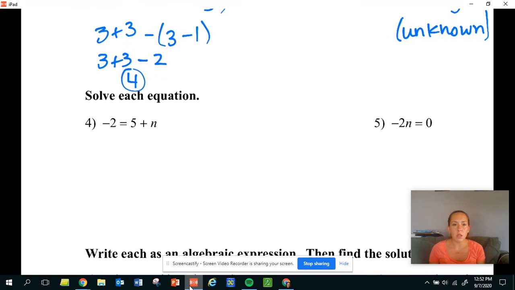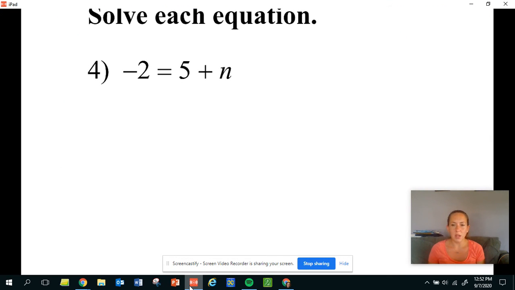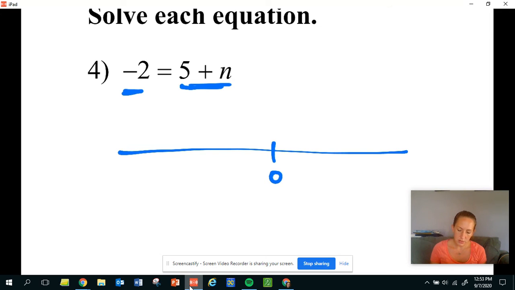So the ones that we're starting with, we're really just going to try and use mental math to figure it out. So in this case, we have that -2 equals 5 plus n. So you just want to ask yourself, what number would I add to 5 to get -2? Now I know that sometimes adding with positives and negatives can be hard, but if you think about it on the number line, so here's 0, here's -2, and then here's 5. So how many spaces and in which direction did I have to go to get from 5 to -2?